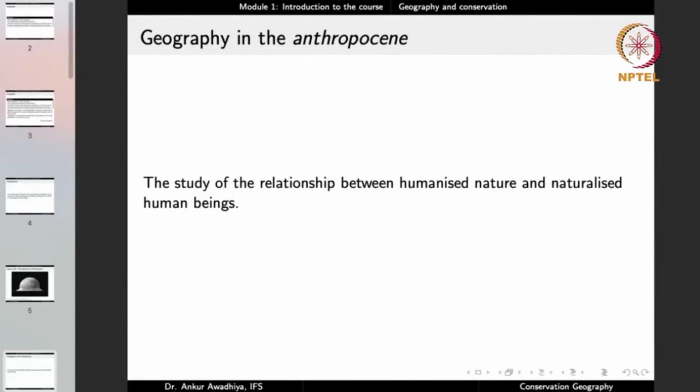And in the Anthropocene, we can write that geography is the study of relationship between humanized nature and naturalized human beings. Why? Because we have had so high an impact that now nature is no longer a natural thing. It has become humanized. If you look around yourself, whether you are living in a town or a city or a village, you'll find that the majority of the structures that you see around you are built by the humans.